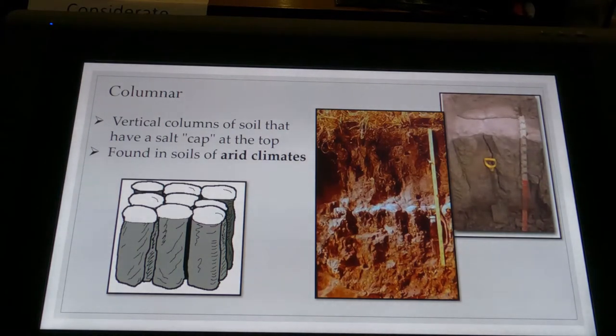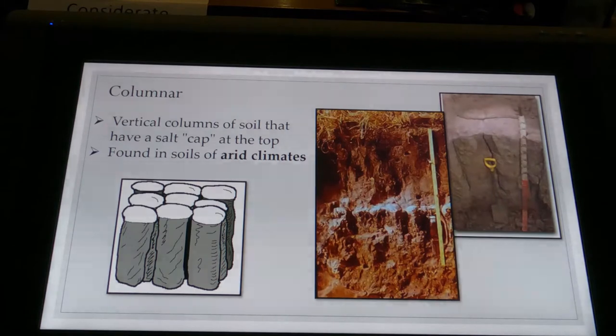The thing to remember about columnar soil structures is that they're going to have that salt cap on the top, and we're typically going to find this in arid climates. The reason that they have that salt cap is that the groundwater contains sodium of some sort, or maybe potassium, depending on the region. The Great Salt Lake City of Utah, because their water and the soils around them are very salty. And so the irrigation water is applied over the top, the water evaporates and leaves the salt.